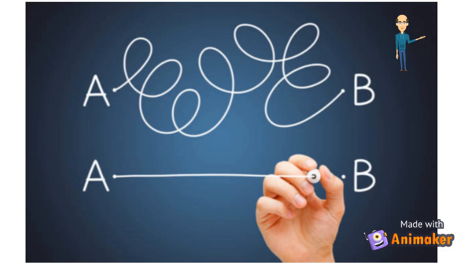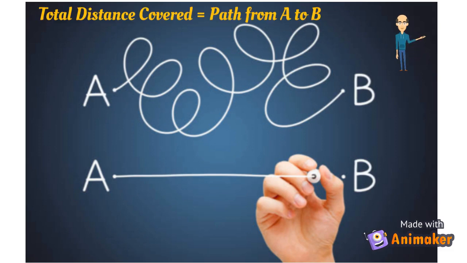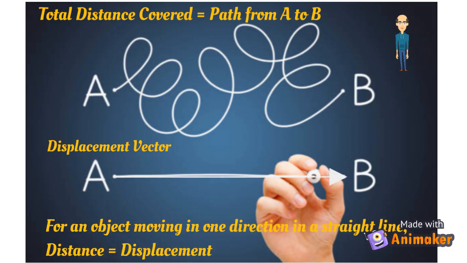So to summarize again, the total distance covered is the length of the actual path taken by the body from its initial position to the final position. Distance covered being a scalar quantity, we are not talking about direction here. The displacement, on the other hand, is the straight line distance between the initial position and the final position. Its direction, since it's a vector, is from the point of initial position to the point of the final position, shown graphically through an arrow. For an object moving in only one direction along a straight line, the distance it covers is equal in value to the displacement.